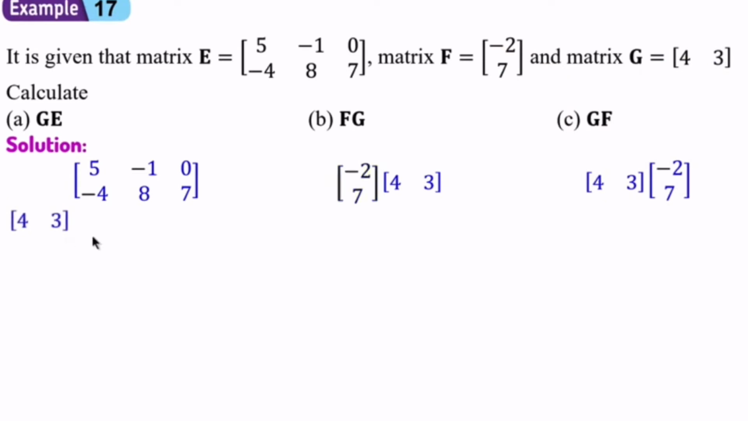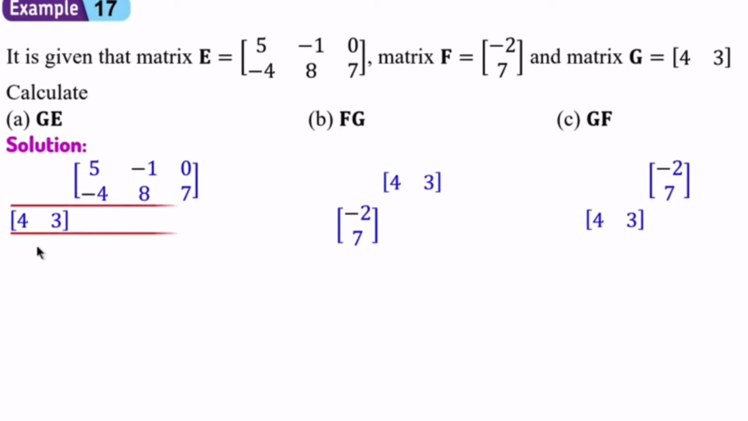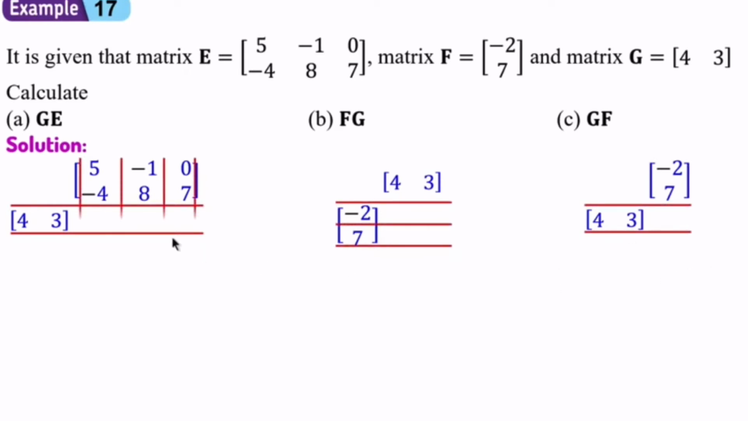Now let's have a look at how to solve. We can write the matrix like this: row 4 3 and the columns. We draw the row and the column for the matrix. Now we are going to draw the columns. We have 3 columns for matrix F, 2 columns for matrix G and 1 column for the row matrix. Now we multiply carefully.